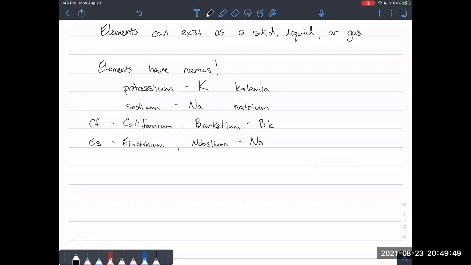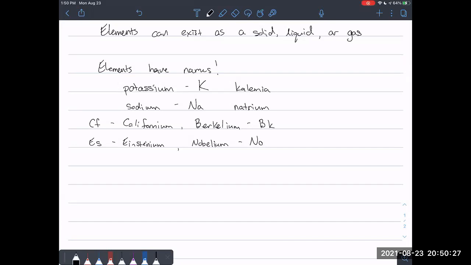The symbol is at a minimum one capital letter. However, we have 118 elements and only 26 letters. So the second symbol, if necessary, is going to be lowercase. Things like oxygen, carbon, nitrogen, boron, sulfur, these elements only have one letter. Potassium, one letter, but most of the elements are going to have two letters as their symbol.